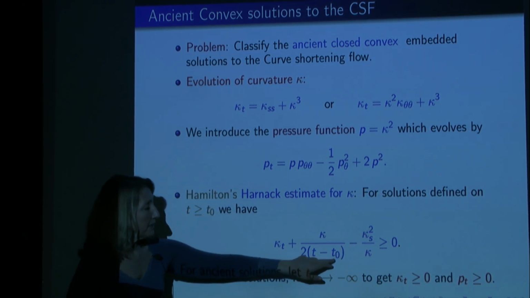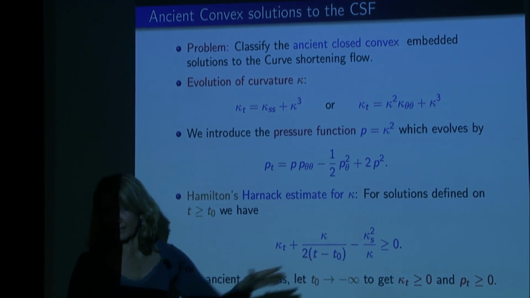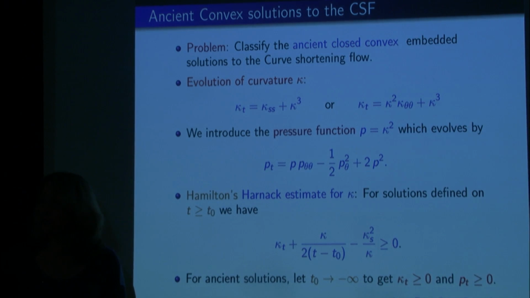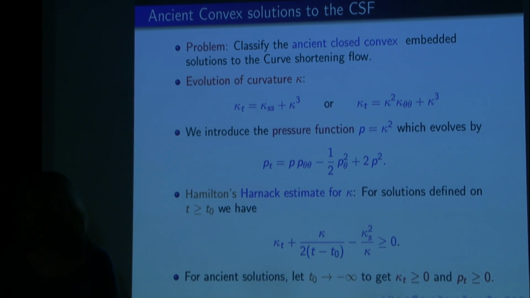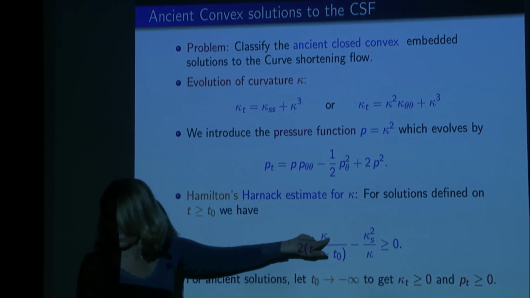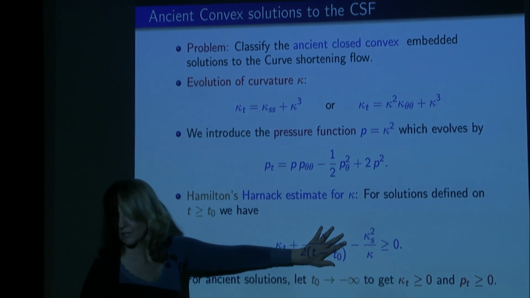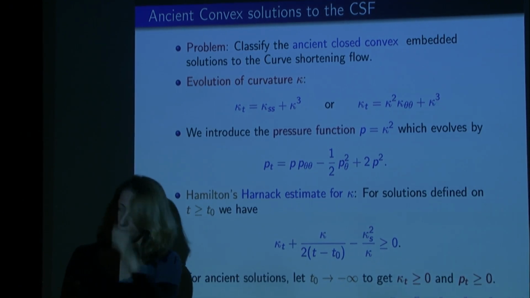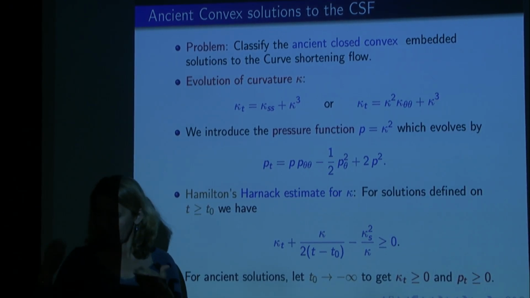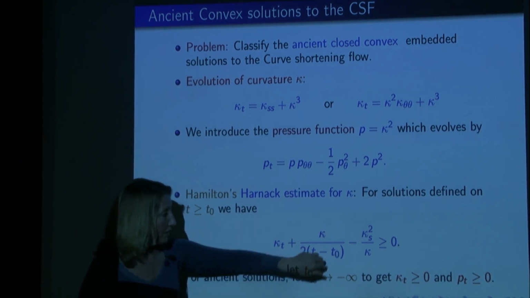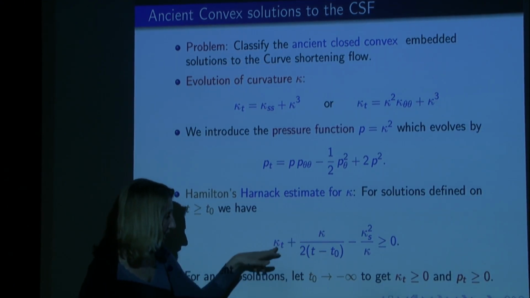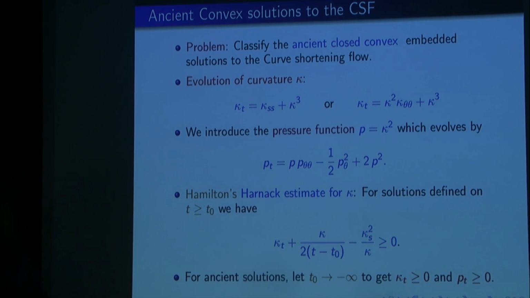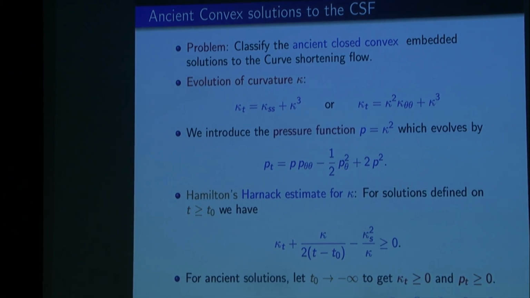And now what happens if I let T naught on an ancient solution go to minus infinity? And I know that this is bounded. No, sorry, it's uniformly bounded, but it's bounded at a fixed point, because T naught is the initial time, right? And the kappa is for any fixed time, right?